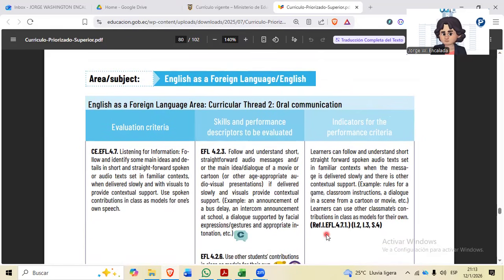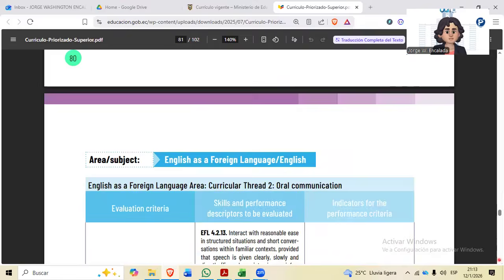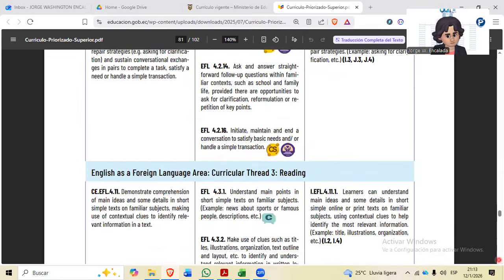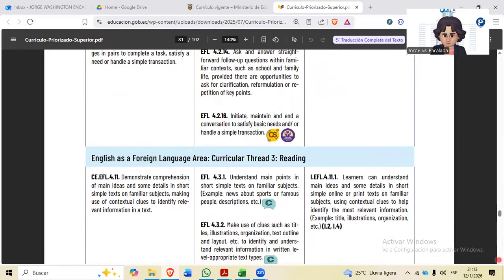And finally, here we have the indicator, which is I for indicator, EFL, English as a foreign language, for superior, and this one corresponds with number 7, which is the evaluation criteria number 7, and the first one of it. And that's how you navigate through this document.